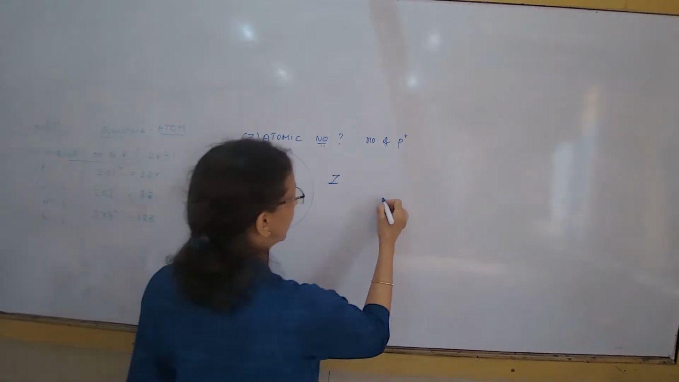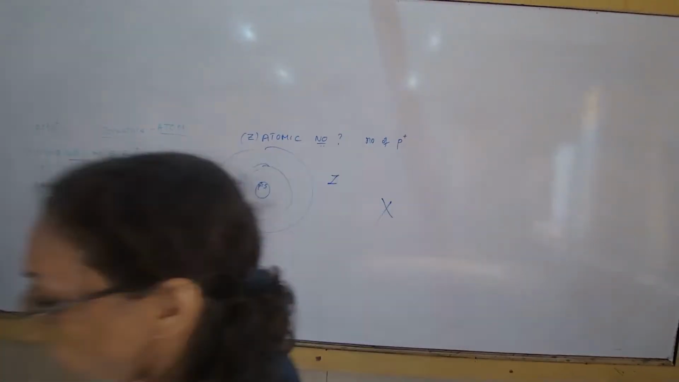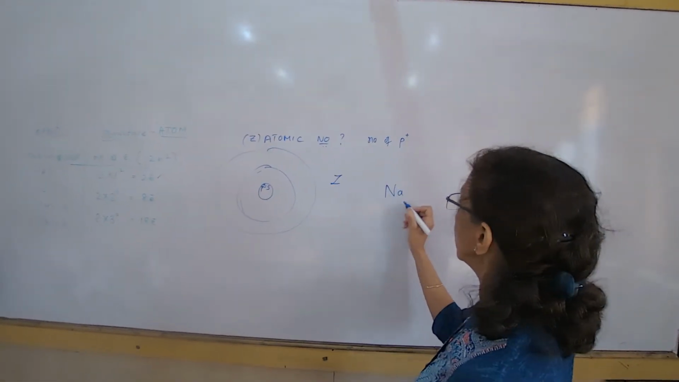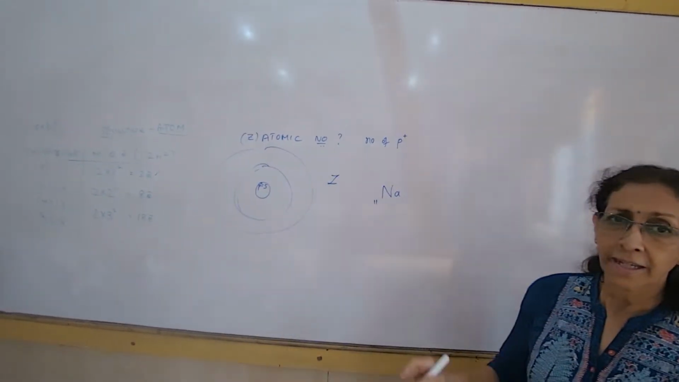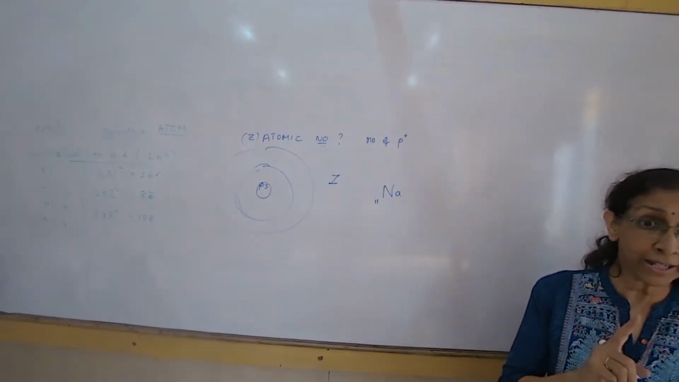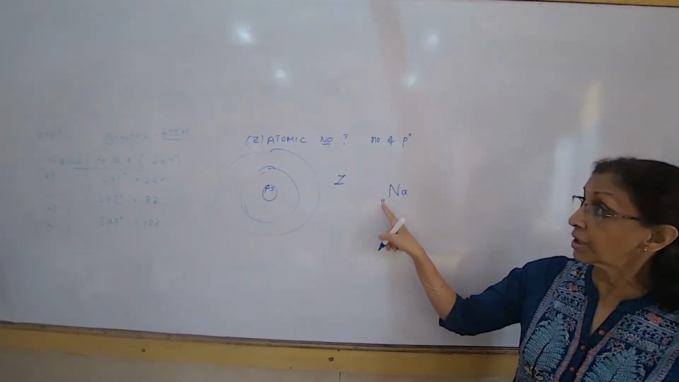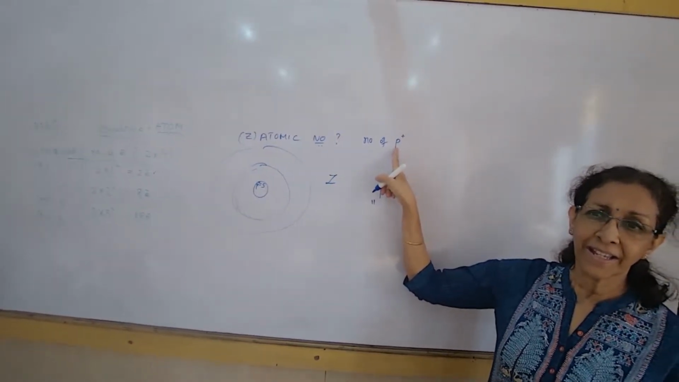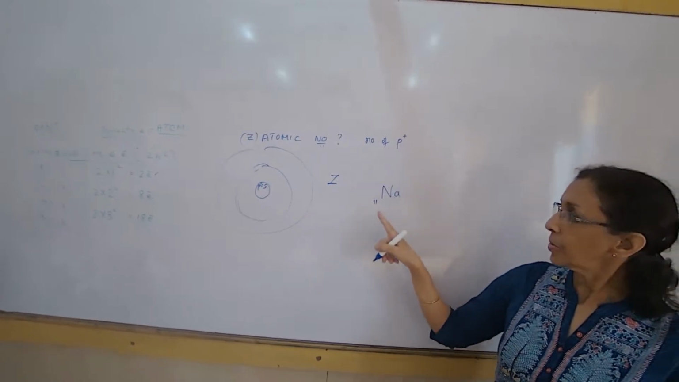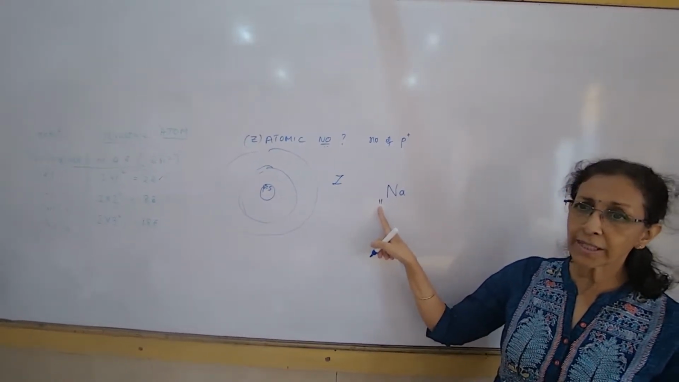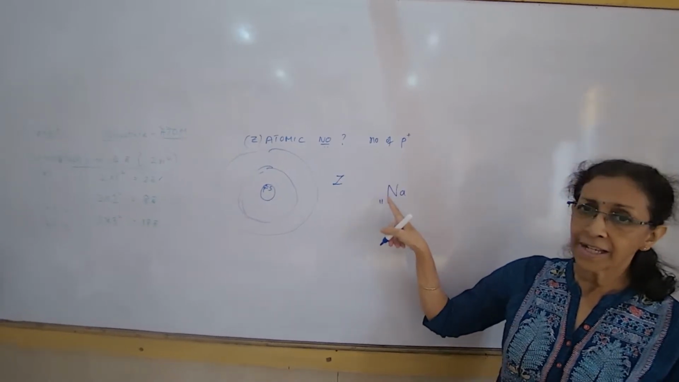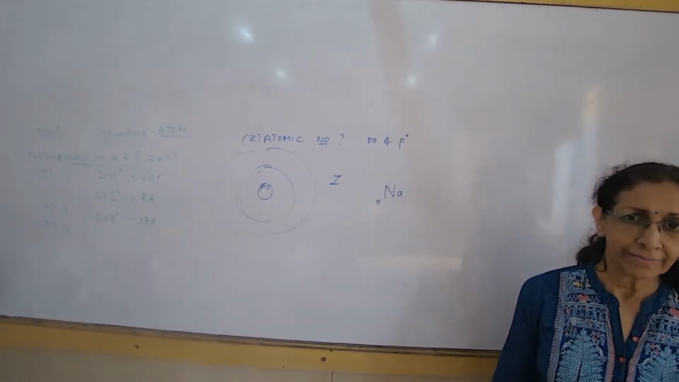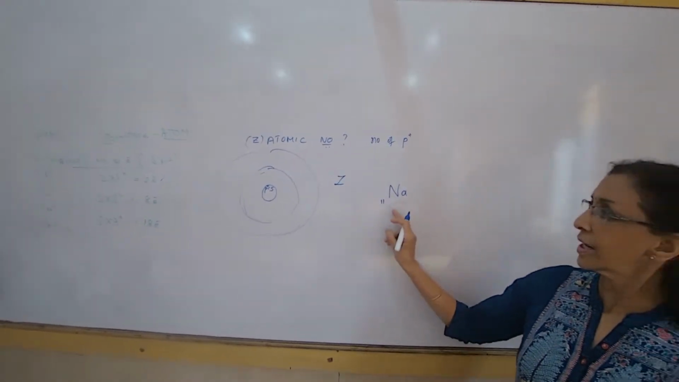Suppose you have something like this. I'm talking about an element, sodium. And I write 11 there. What does it tell us? Not atoms. We're not talking about atoms. The atomic number is the number of protons present in sodium. Did you understand? Suppose I write 11 here, which shows that the atomic number is 11. 11 also indicates the number of protons. It also indicates the number of electrons. Is that clear?